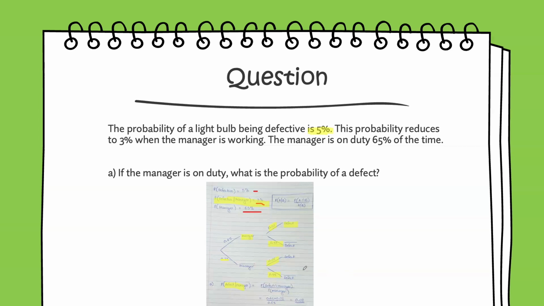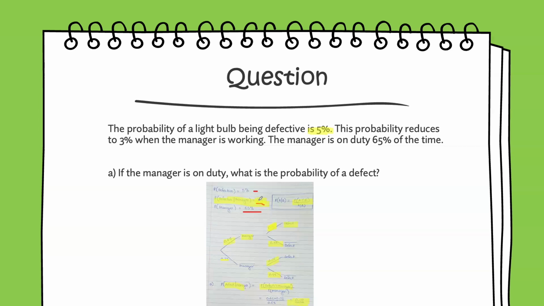So again, using this formula up here, the probability of there being a defect and a manager is 0.65 times 0.03, divided by the probability of the manager being there, which is 0.65. Work that out and you get 0.03, which we know is correct because it's the same number they've given us. But we're still calculating it to make sure that we get all the working-out marks.